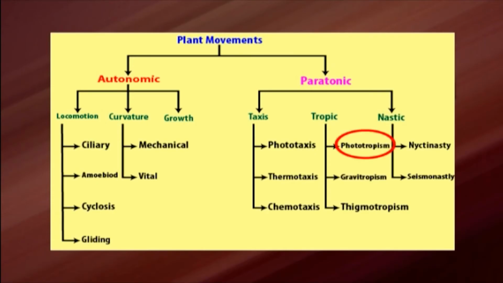Thus, the tropic responses may be either positive or negative. If a plant responds in the direction of the stimulus, for example towards a light source, it is said to be positive. If it grows away from the stimulus, it is said to be negative. Some familiar tropic movements which have been studied in detail include: number one, phototropism, gravitropism, and thermotropism. Let us discuss these one by one.